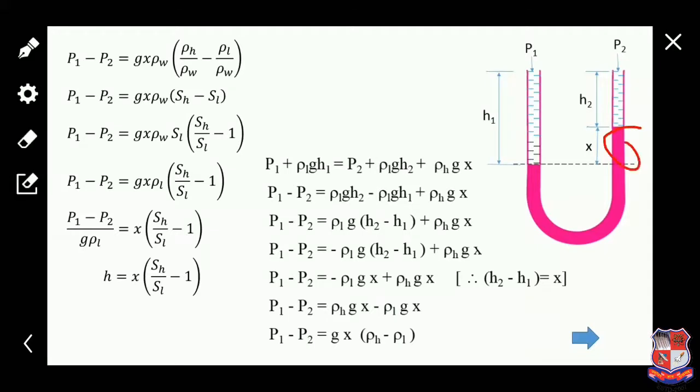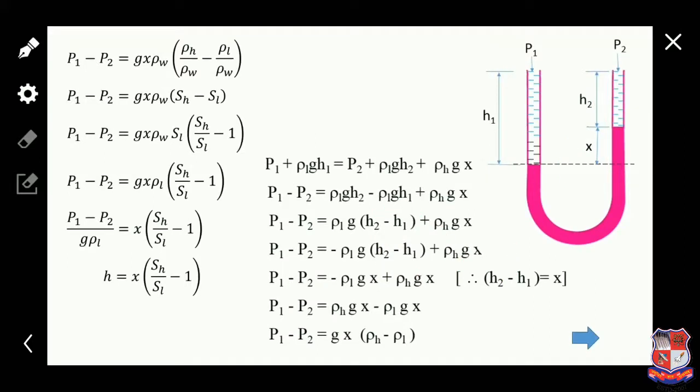Now the second column is mercury, so the pressure head for the column of mercury is ρHg·g·x. x is nothing but the difference of h1 minus h2. Now we have to find the pressure head difference, so we convert the equation into P1 − P2 with the remainder on the right side. Now ρ1g is taken common, so in the bracket only h2 − h1 remains. Now multiplying with the minus sign, the signs of h1 and h2 differ, so here h1 − h2 is defined by x.